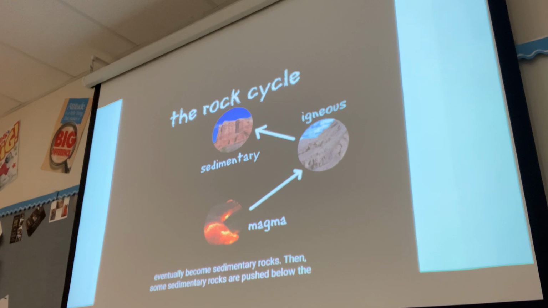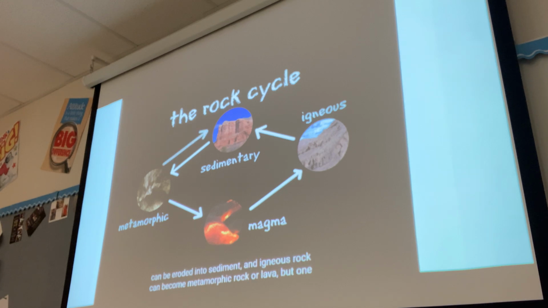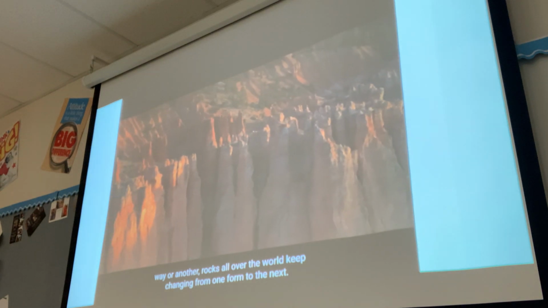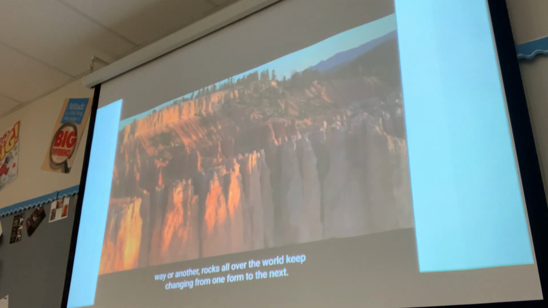Then, some sedimentary rocks are pushed below the surface due to tectonic activity, where they are exposed to heat and pressure, transforming them into metamorphic rocks. If the rocks are buried even deeper, they may melt and form magma, starting the cycle all over again. Of course, sedimentary and metamorphic rocks can be eroded into sediment, and igneous rock can become metamorphic rock or lava. But one way or another, rocks all over the world keep changing from one form to the next.